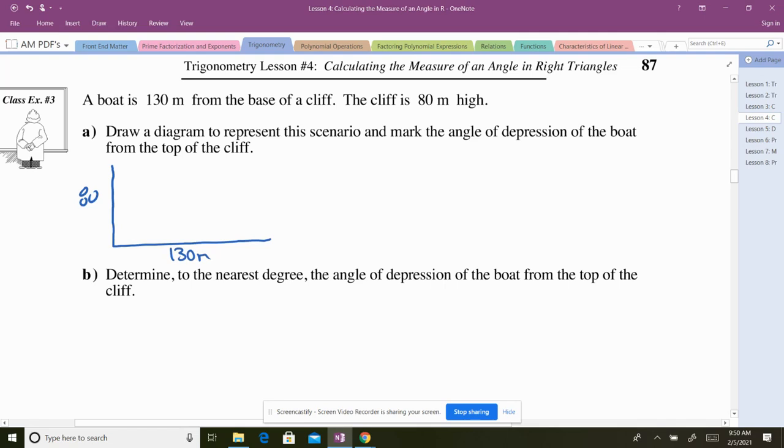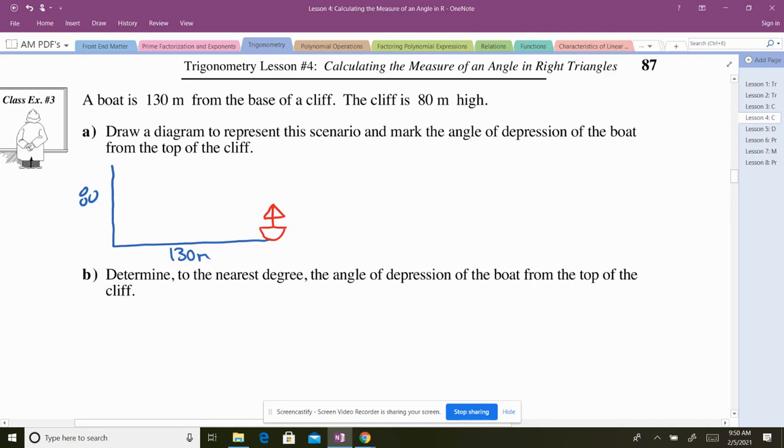You ready for the boat? I'm doing it in a different color just so it stands out, so I can admire my drawing skills. Look at that. That is an awesome little boat, isn't it? You can draw a better boat if you want to. I don't think you can, though. I don't think that's possible. Pretty much Picasso right there.